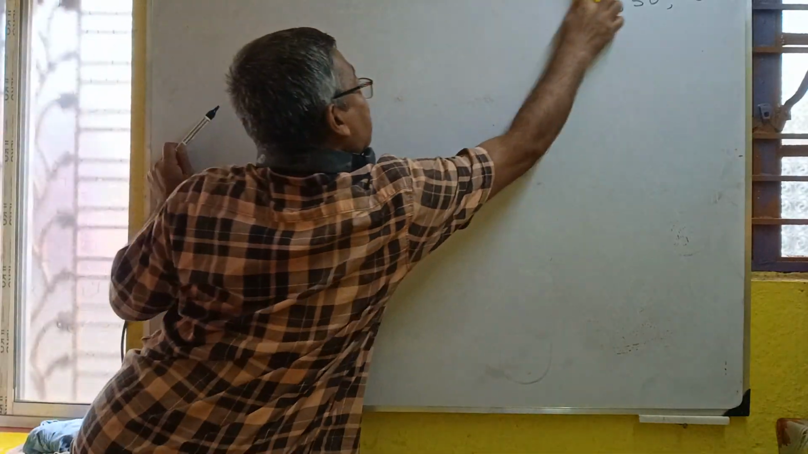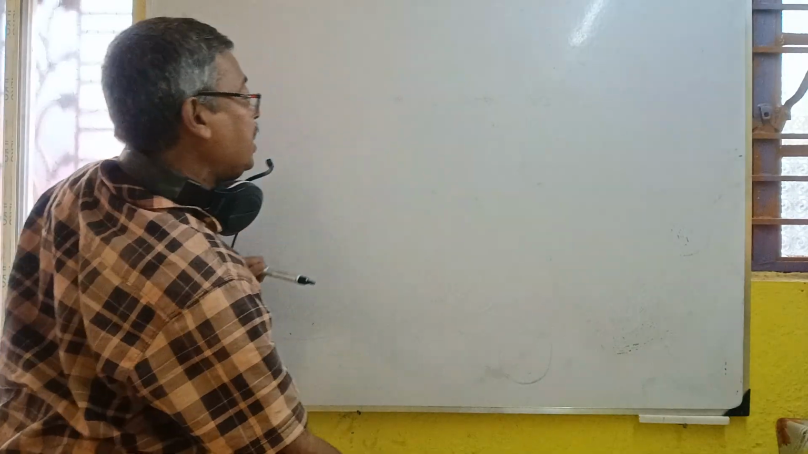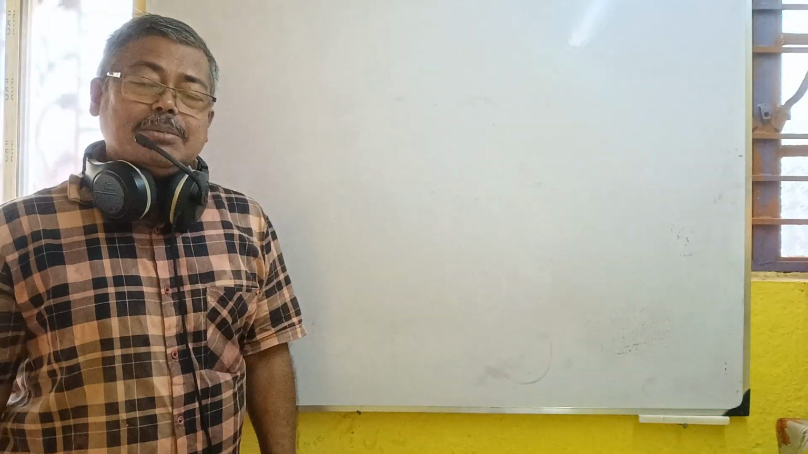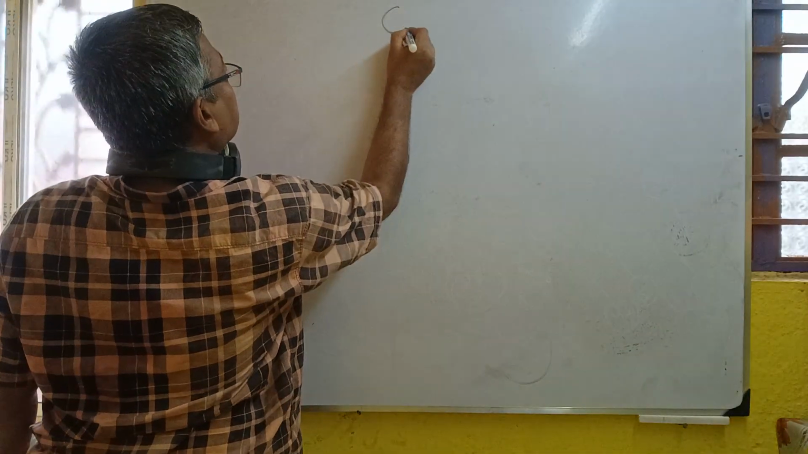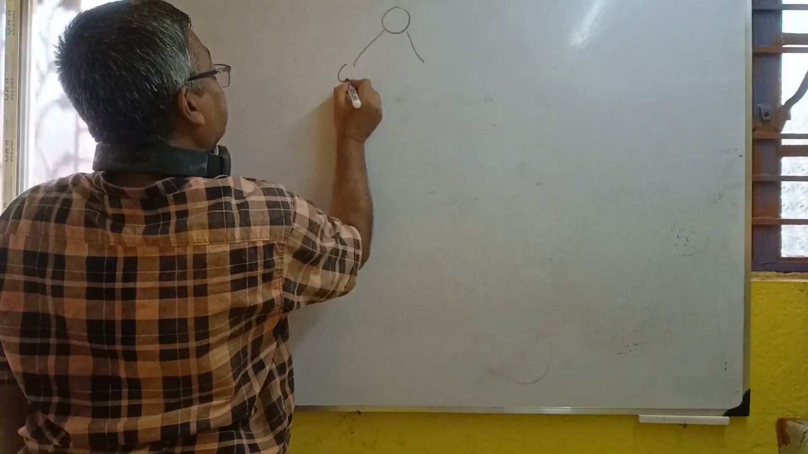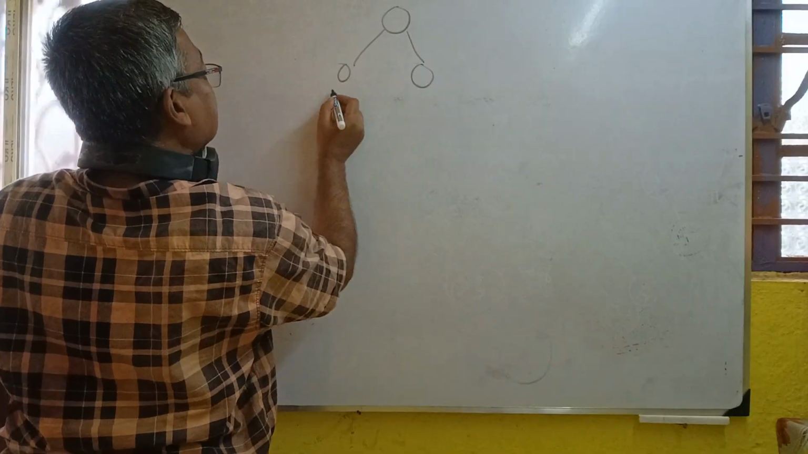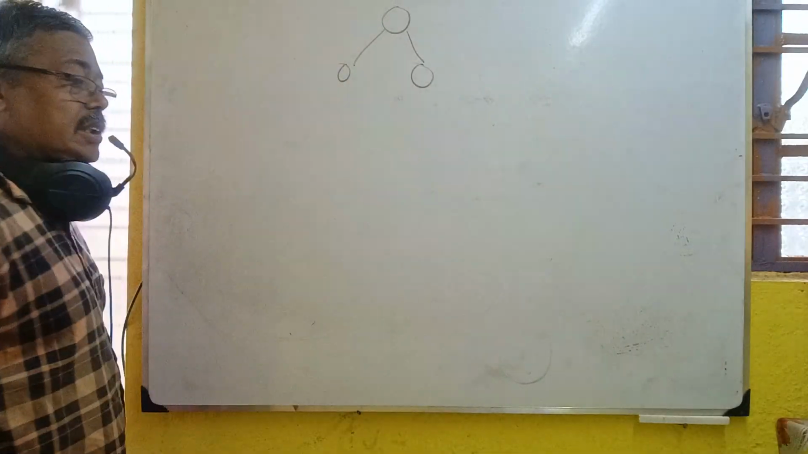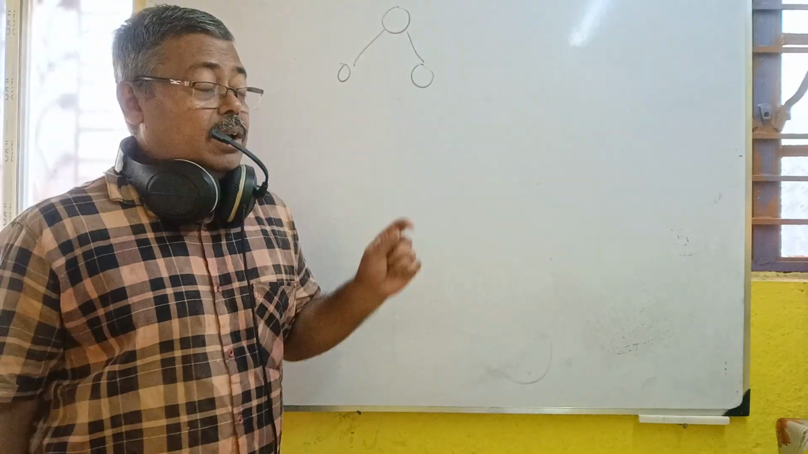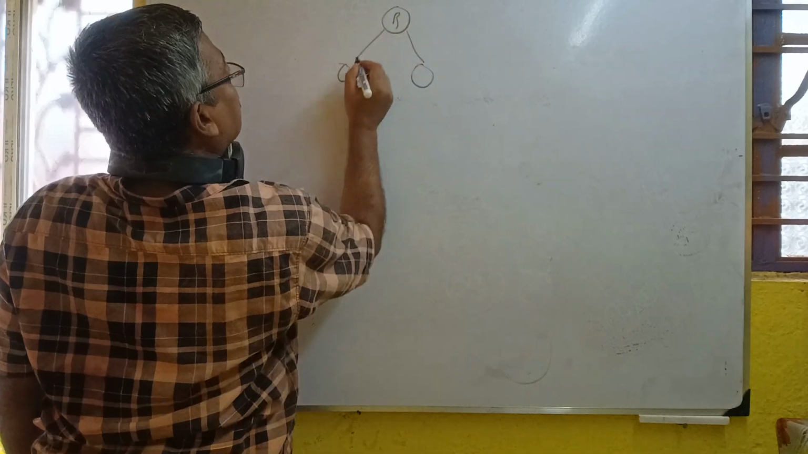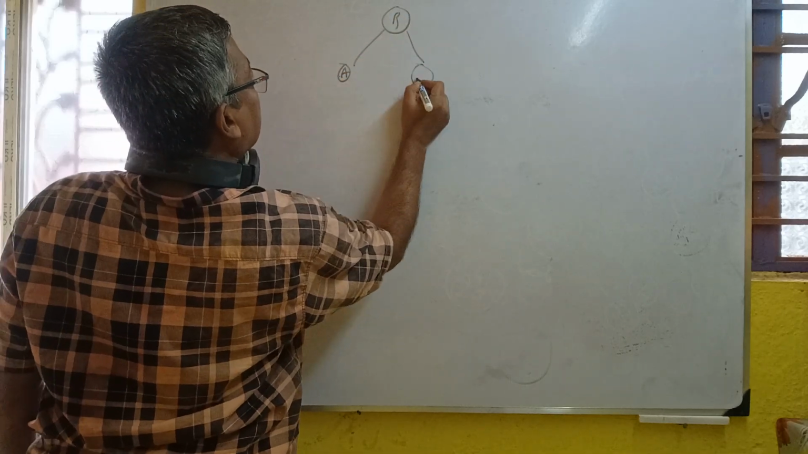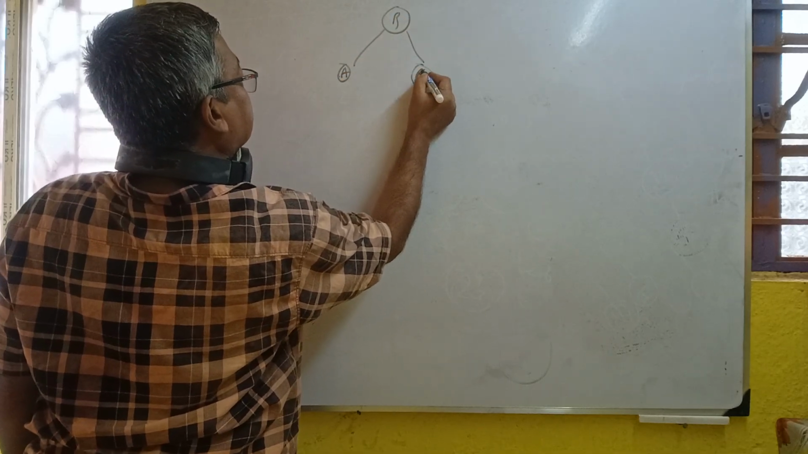But in case of an AVL tree, this is not required. AVL means height balanced tree. So this is one AVL tree. Suppose this is one AVL tree, also a binary tree. First we want to know whether this AVL tree is balanced or not. So this is a node. Suppose this is node B, this is A, less than A, greater than C, C is greater than B.